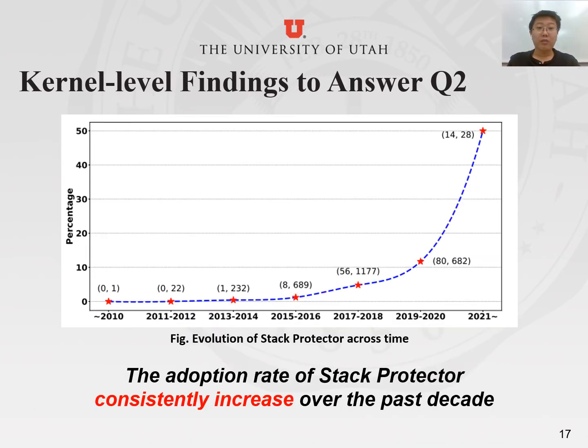We also keep track of the kernel-level mitigation change over time. This figure presents the result for stack protector, as this is the only mitigation commonly identified in the kernels. The overall adoption rate is low, but it's good to see the adoption rate consistently increased over the past decade. This is because the vendors are using newer versions of the Linux kernel, and this brings more positive changes.